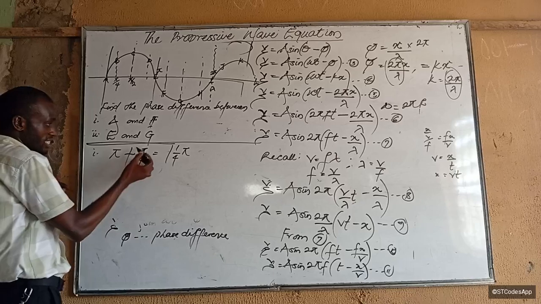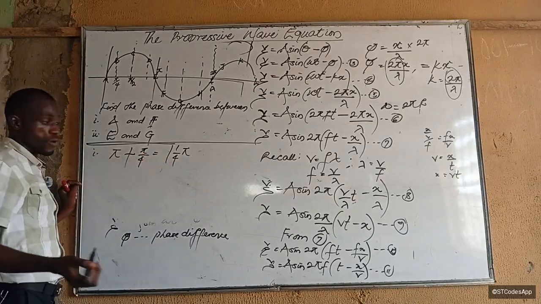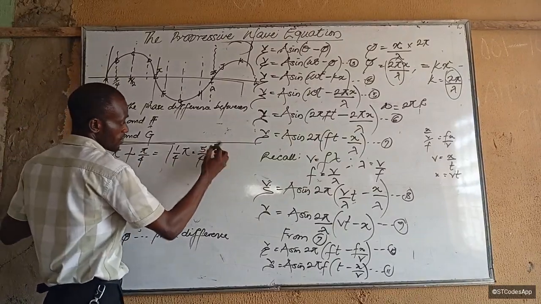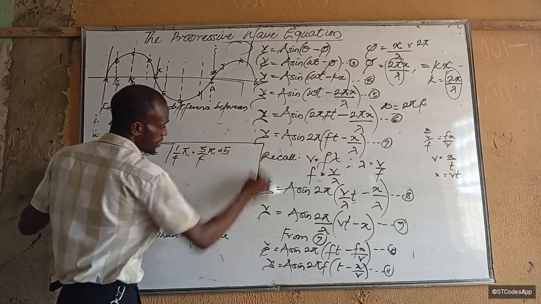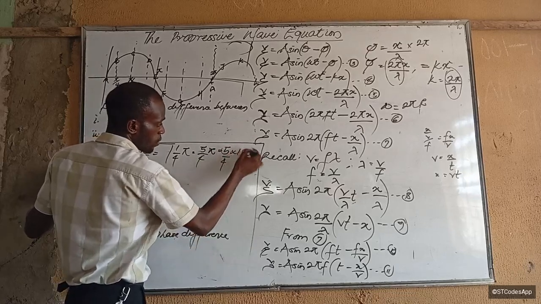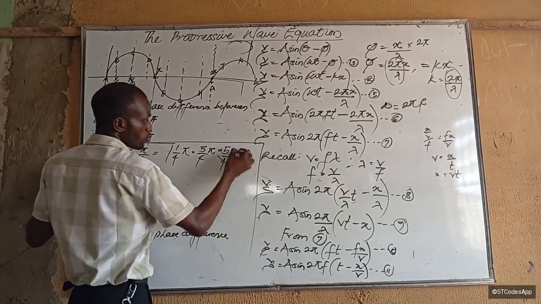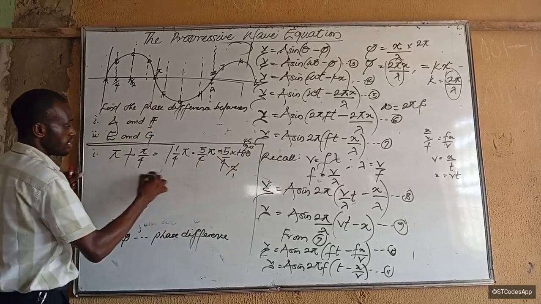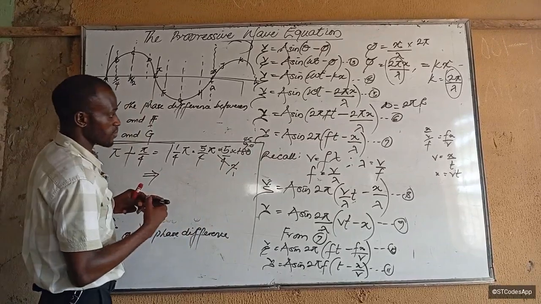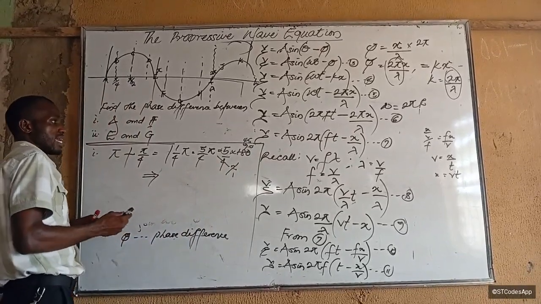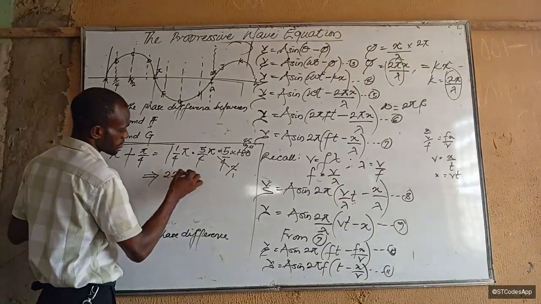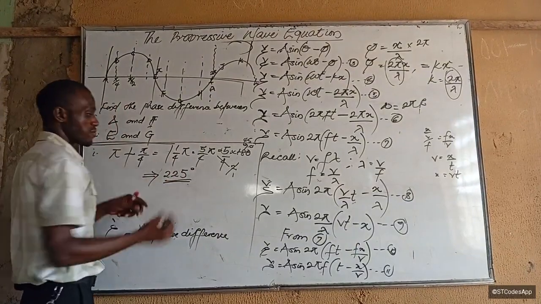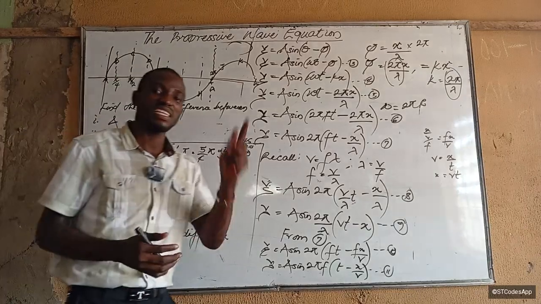How did I get that? This is just 1 over 4 plus 1, which is equal to 5 over 4 pi. And 5 over 4 pi means 5 over 4 multiplied by 180. 2 here, 2 here, 90. 2 here, 2 here, 45. 45 times 5, that is 225. Is that clear? So they are out of phase by 225 degrees.